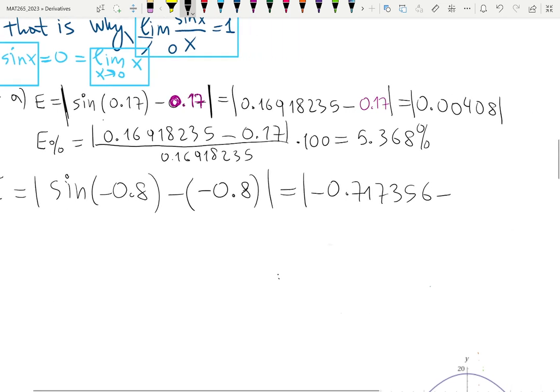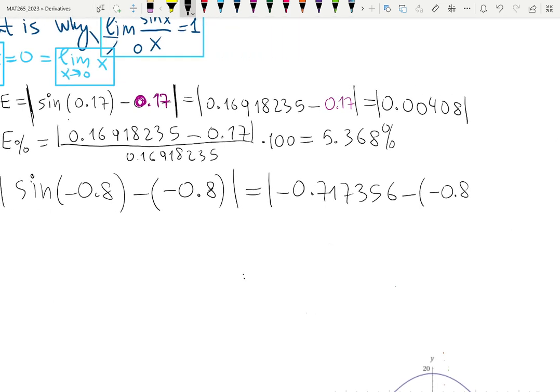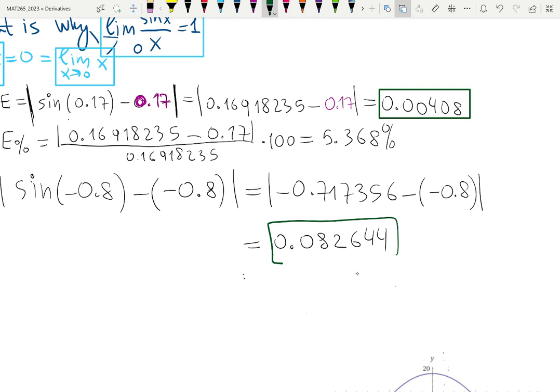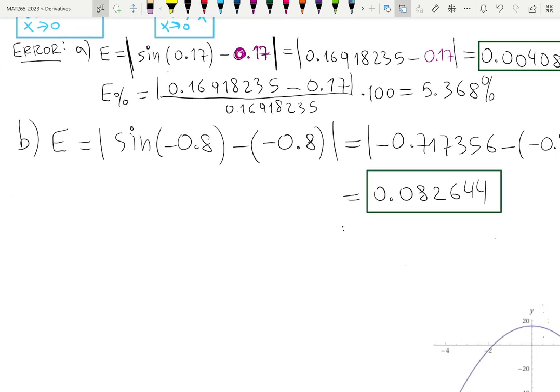0.717356 minus 0.8. And I don't want to care about the sign. The answer becomes 0.082644. Then let me put it in a box. And I don't need the absolute value anymore, actually. Why did I even leave it over there? So answer number 1. Answer number 2. Okay, 0.08, kind of more than the previous one. The previous one was 0.04. But this one is 0.8. Kind of makes it a little bit more dangerous.